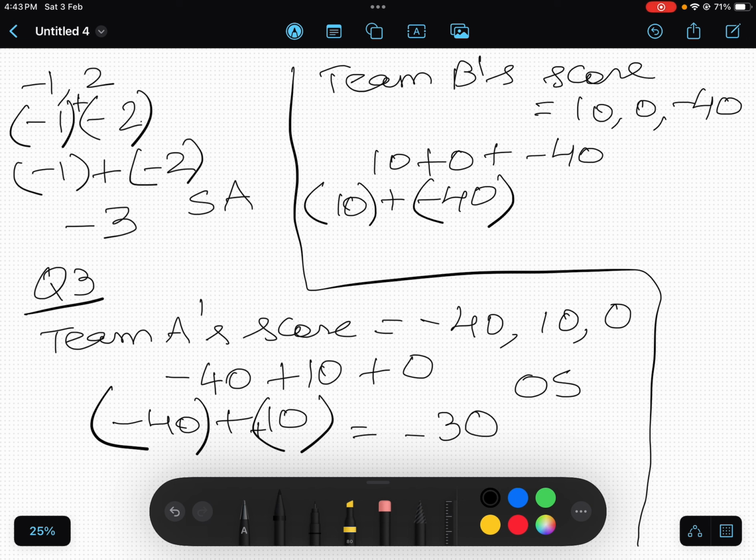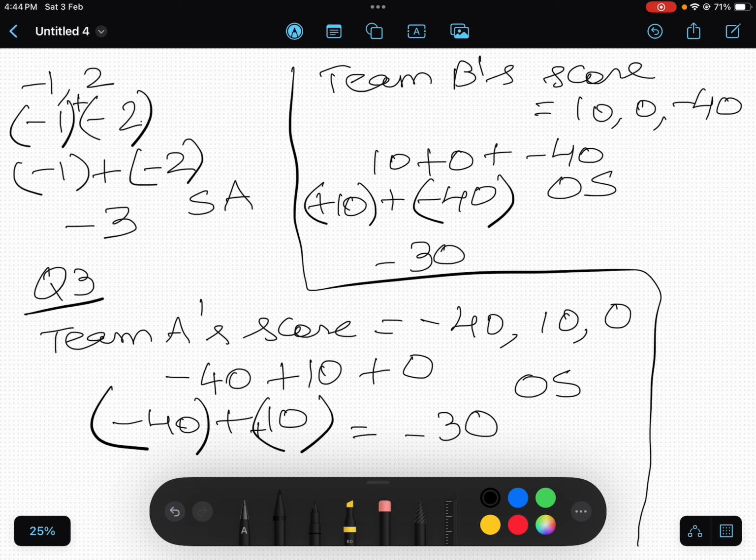10 plus this. Here there is a plus sign. The signs are opposite, so you have to subtract it. So the answer will be 30 with the minus sign. So what can we see here? Both the teams have scored equally, and that is minus 30. So that was the answer for which team scored more.